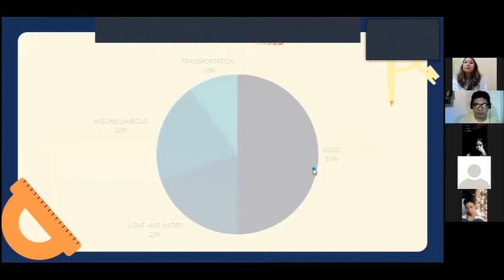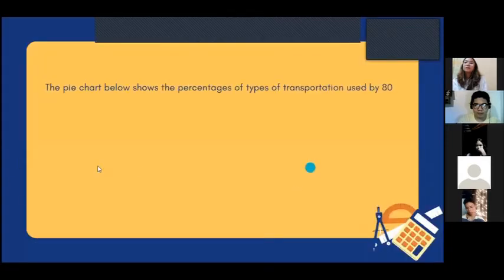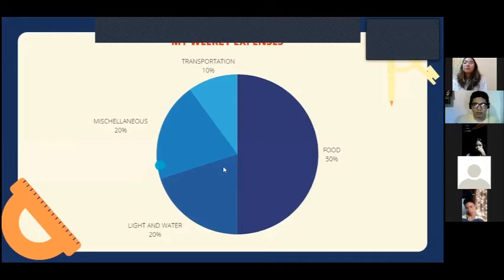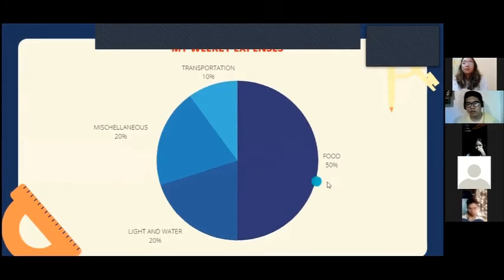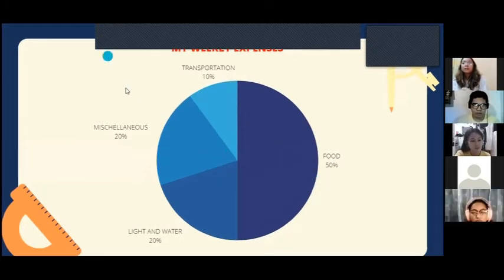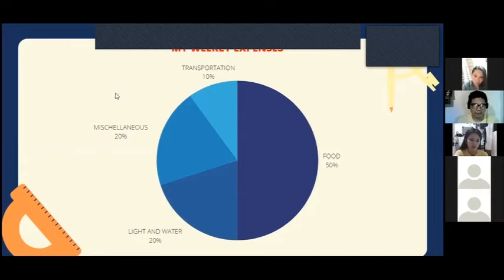So I have questions here. Which item has the biggest allocation? Food. It is obviously the food. Yes, correct. Next, which item has the least allocation? Transportation. Okay, very good. Next, what percent is spent for light and water? 20%. Okay, next, which items have the same amount of allocation? Miscellaneous and light and water. Okay, very good.